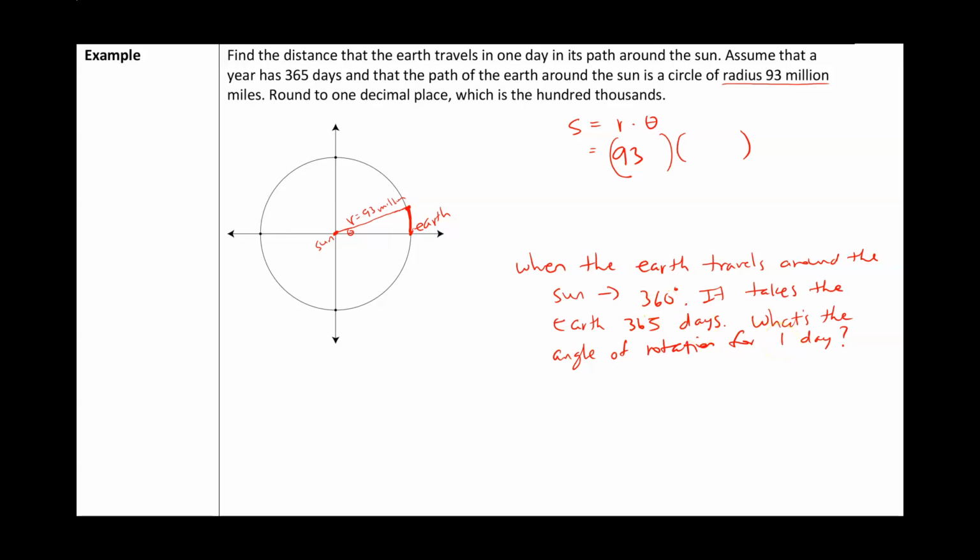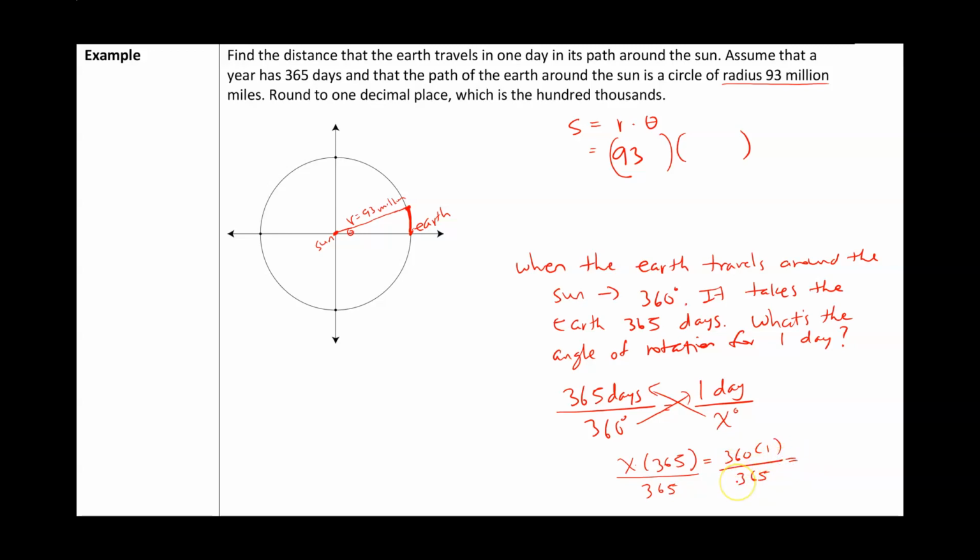That's a proportion. So the proportion is going to set up like this. In 365 days, the Earth goes 360 degrees. So in one day, what is the angle of rotation? Well, that's going to be x degrees. To solve any proportion, we're going to cross multiply. So we're going to say x times 365 equals 360 times 1. In order to get the x by itself, I am going to divide both sides by 365.